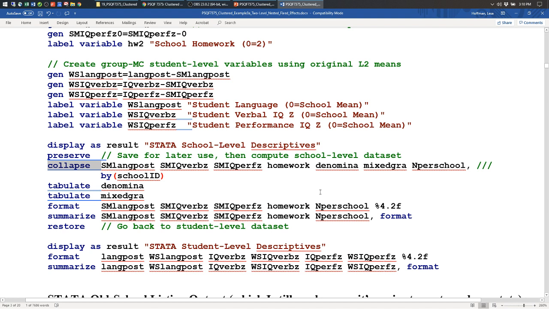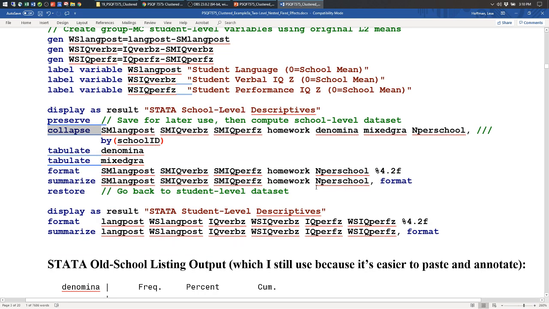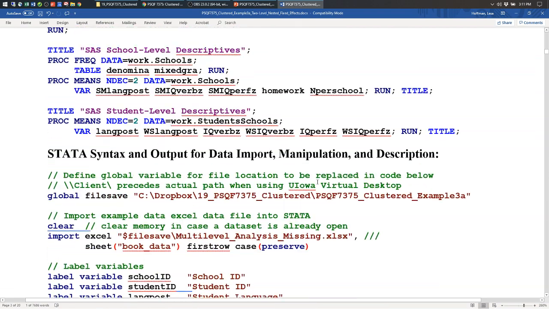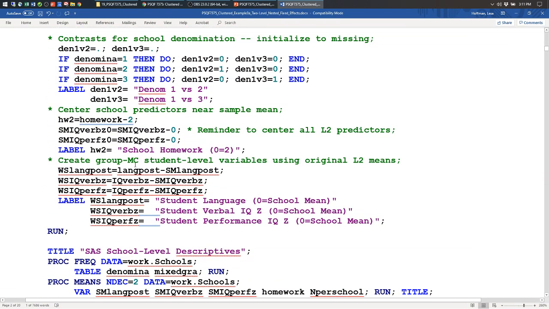So it takes my student level data and averages across rows from the same school for all of these variables. I was then able to run descriptive statistics, frequencies, means, and so forth on the school level data set. And then restore makes it go back to what it was, the student level. So student level is what remains in memory. The school level one is just temporarily there in order to spit some stuff out. So I thought that was a nifty trick. In SAS, I have two different data sets that are operating in memory at the same time, student level and school level, so I don't worry about that distinction.